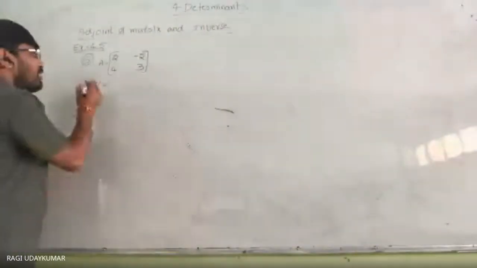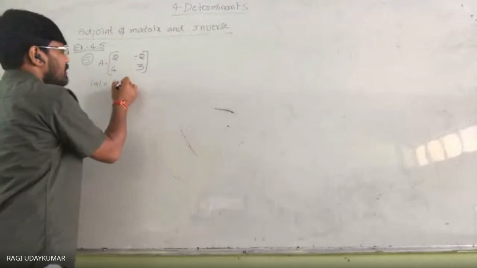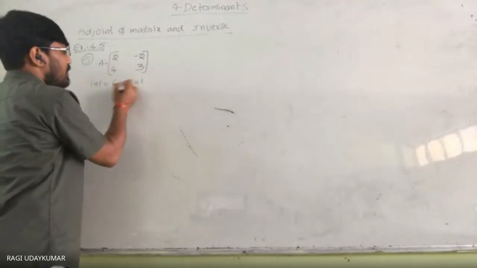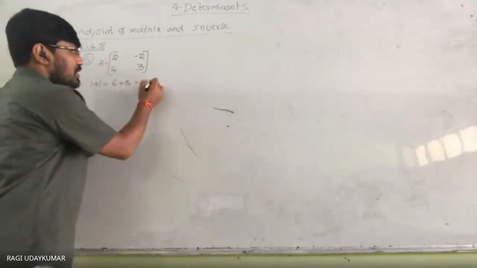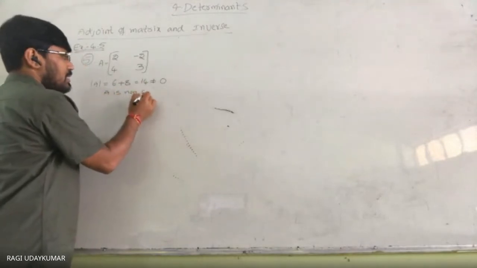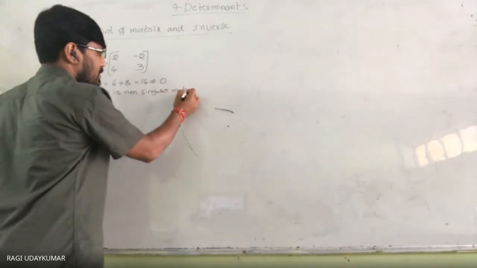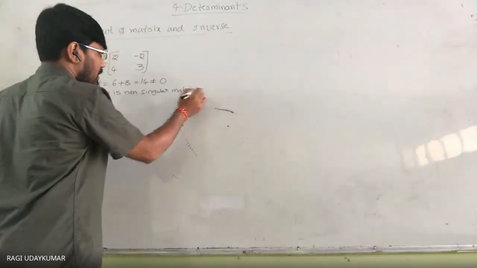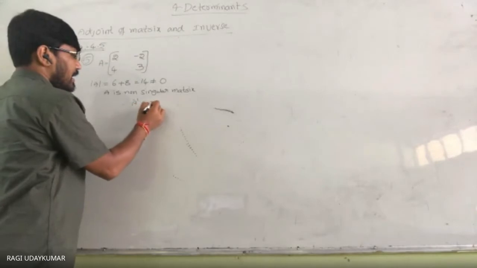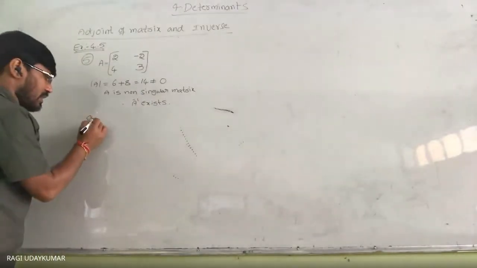Okay, so determinant of A is equal to 6 plus 8, which is equal to 14, which is not equal to 0. Therefore, A is a non-singular matrix. Therefore, A inverse exists. So find out the adjoint of A.